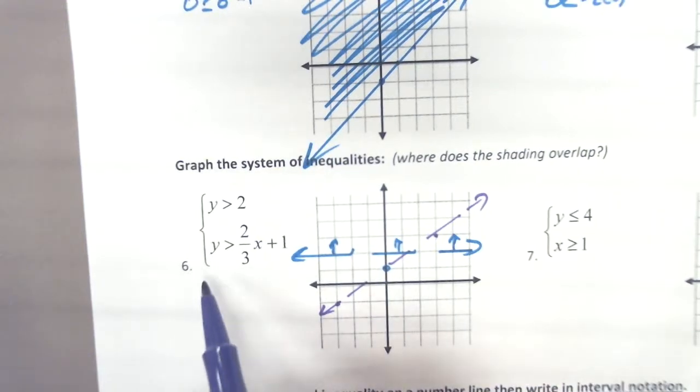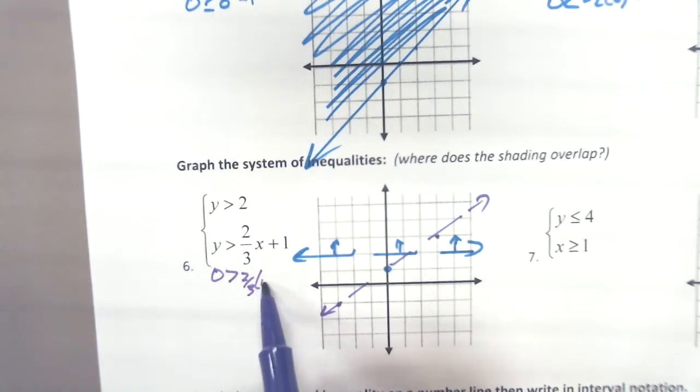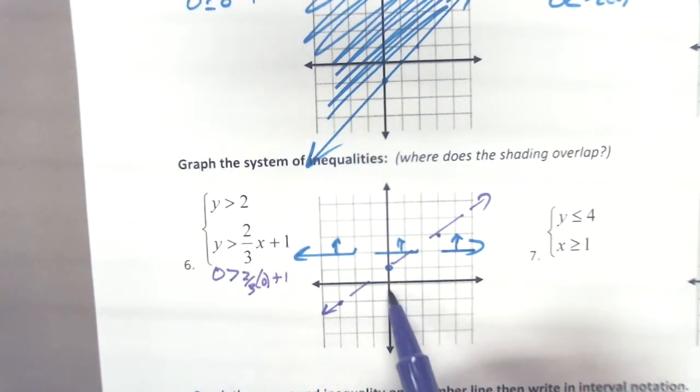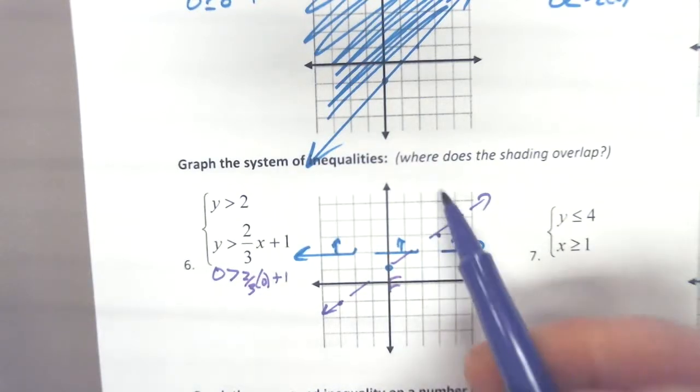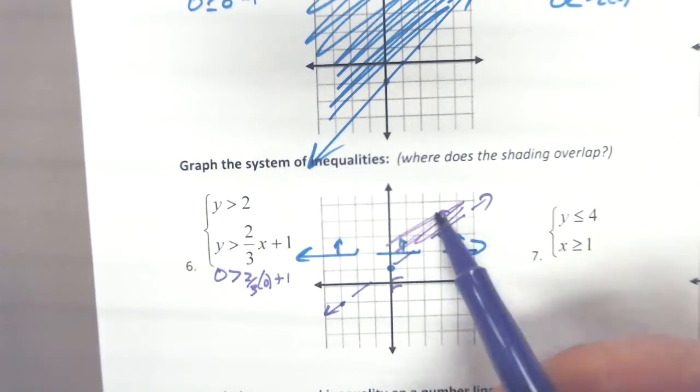(0, 0) is below the line. Testing that point, I get 0 is greater than 2/3 times 0 plus 1. 0 is greater than 1. That's a false statement at (0, 0). So it will be true on the other side. The double shaded region is in here.